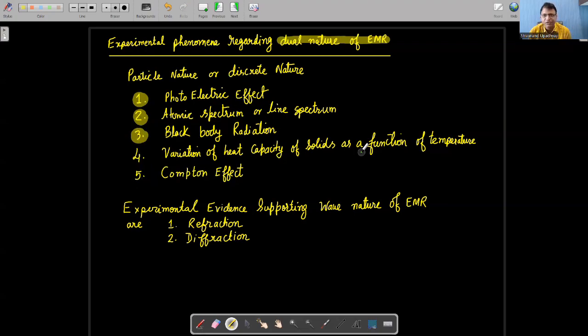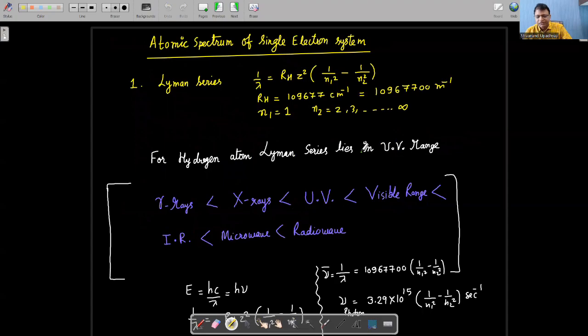These all 5 phenomena support the discrete nature of electromagnetic radiations, or the particle nature of electromagnetic radiations, right? So this is very important: the dual nature of electromagnetic radiations. Now, when we are discussing the atomic spectrum, this is also known as the line spectrum.